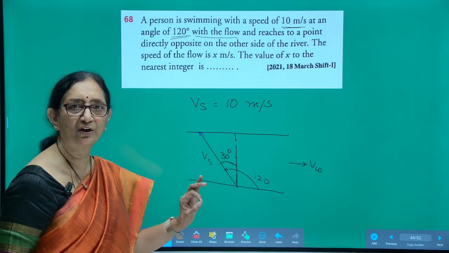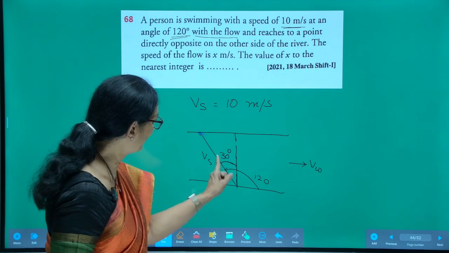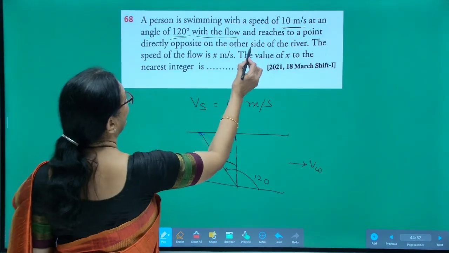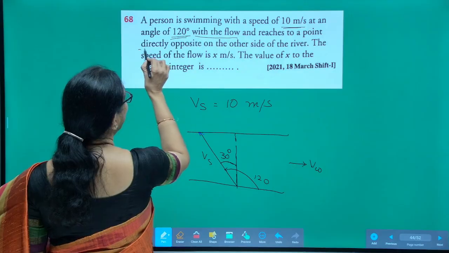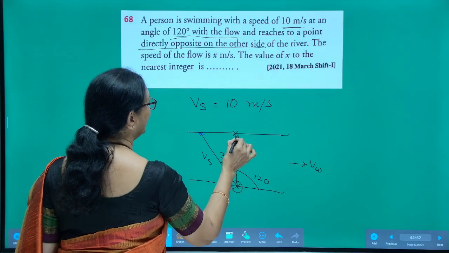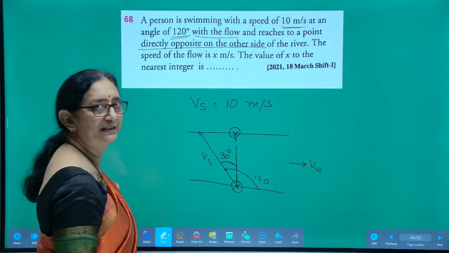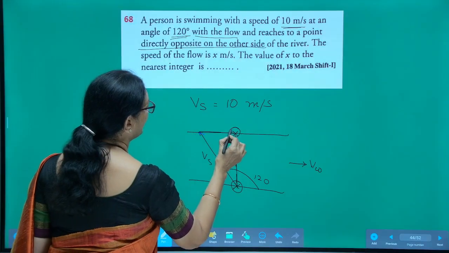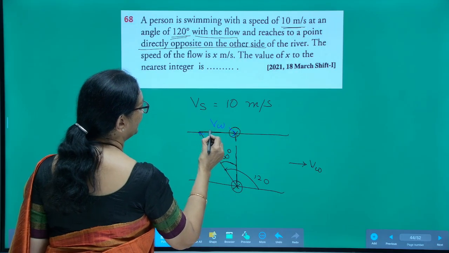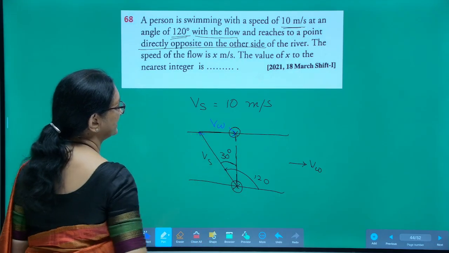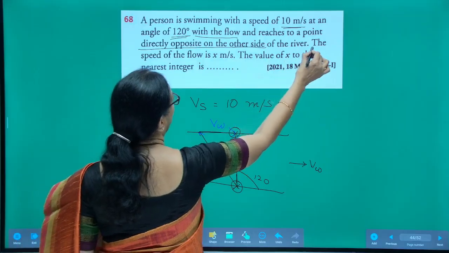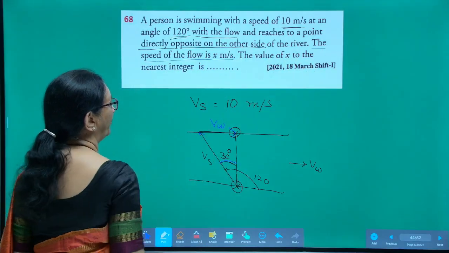Actually, if water is still, if he rows along this direction, he finally reaches this point. But what is given? He reaches a point directly opposite on the other side. He started from this point, he reached exactly the opposite point. So this is because of water velocity. So this represents the velocity of water, this represents velocity of swimmer. So from this, what is asked in the problem? The speed of the flow is asked.